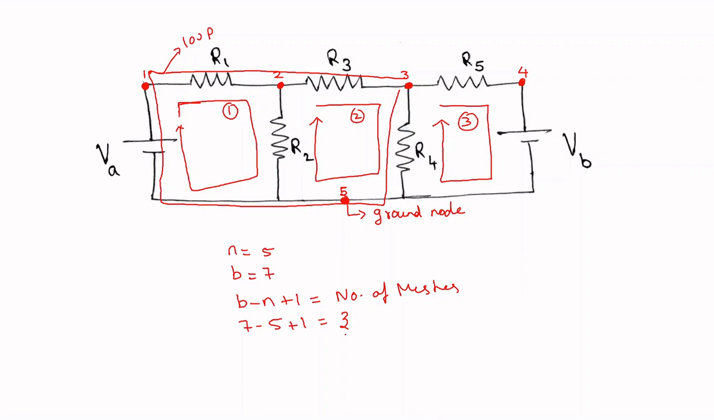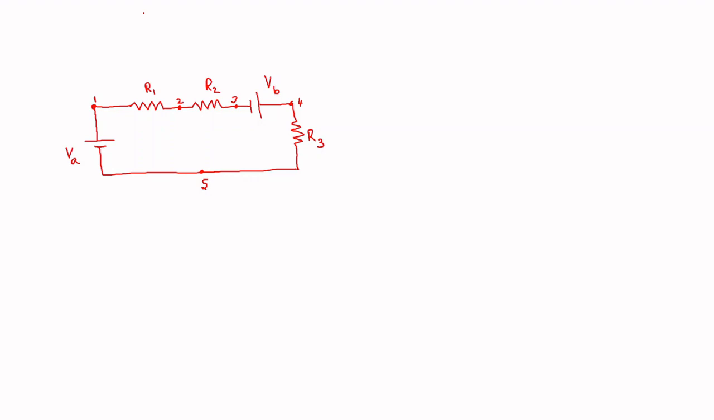So in this circuit we have 3 meshes. Coming to Kirchhoff's voltage law, it states that in any closed path, sum of all voltages is equal to 0. So to demonstrate this, I have taken this simple circuit consisting of 2 DC sources VA, VB and 3 resistors R1, R2 and R3. I have also marked the nodes here 1, 2, 3, 4 and 5.